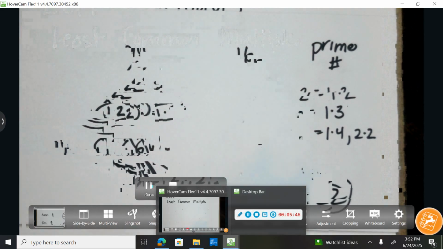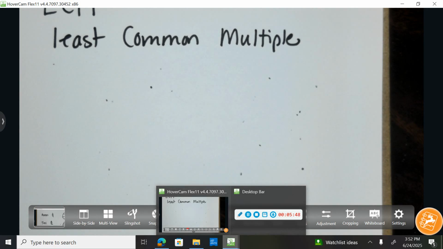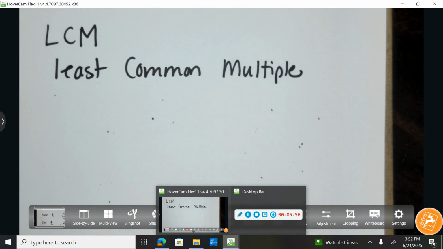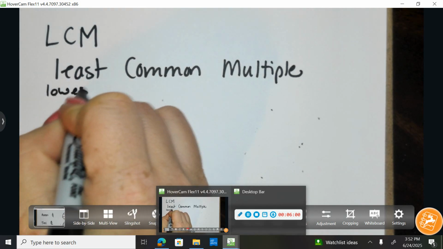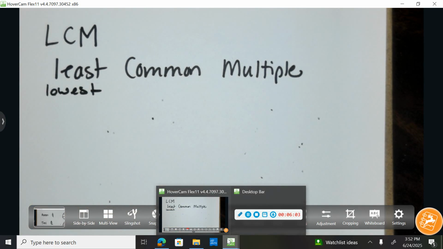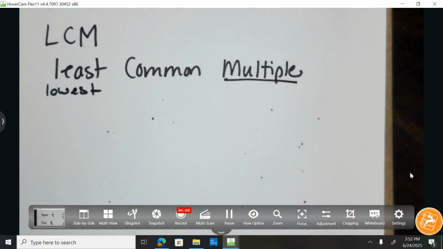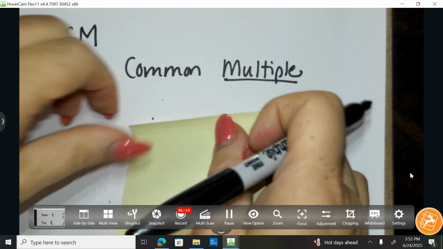So we just talked about the GCF, which is an abbreviation for greatest common factor. LCM represents least common multiple, or sometimes teachers say lowest common multiple. I often see students get confused between the words multiple and factor. So before I jump into defining the least common multiple, I'm going to grab a sticky note and demonstrate to you the difference between factors and multiples.